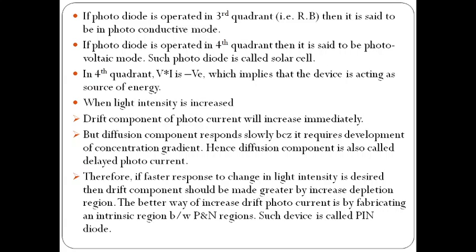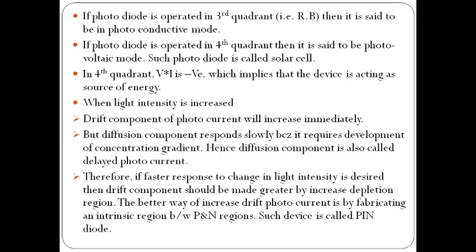If the photodiode is operating in the fourth quadrant, then it is said to be photovoltaic mode. Such a photodiode is called a solar cell. We will discuss this solar cell in the next class. In this fourth quadrant, V and I are negative values, which implies that the device is acting as a source of energy. That's why we are using the solar cell as a source of energy.